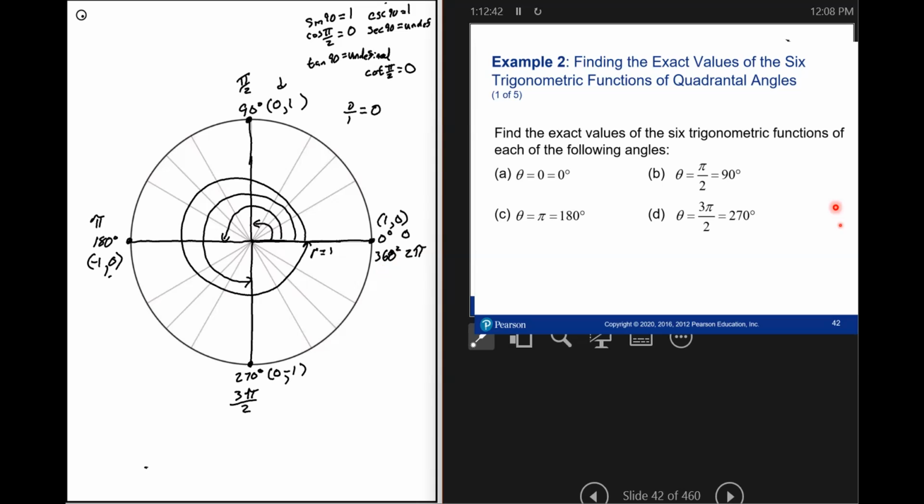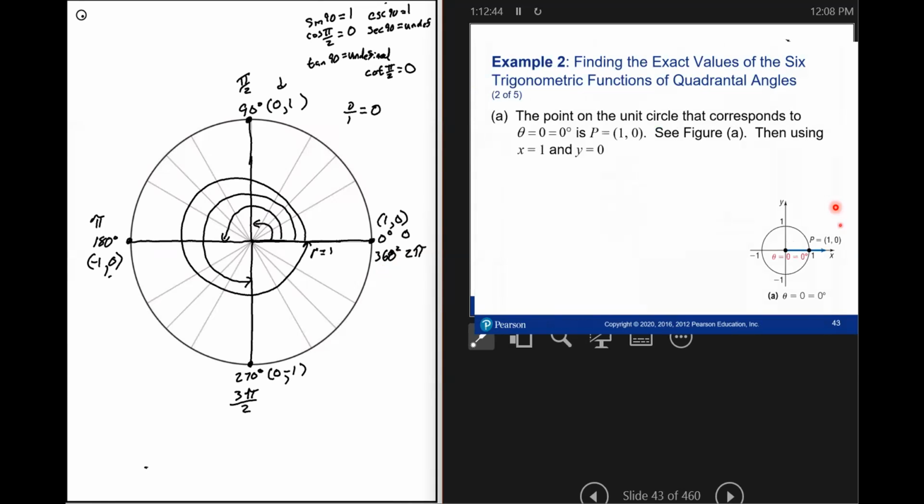So I'm going to go through their stuff. All right, and I started at 90 degrees. They started at 0 degrees. Okay, so where X is 1 and Y is 0, sine of 0 is the Y value, which is 0. Cosine of 0 is the X value, which is 1.